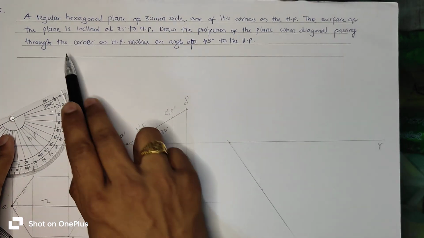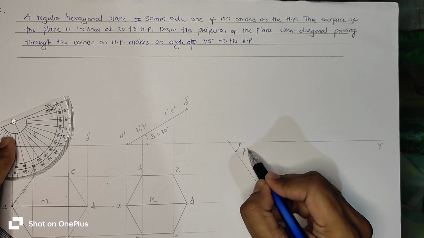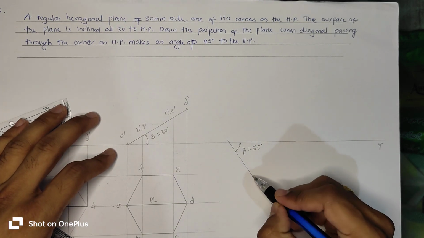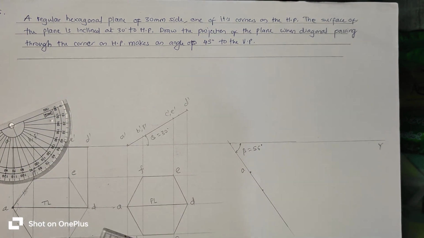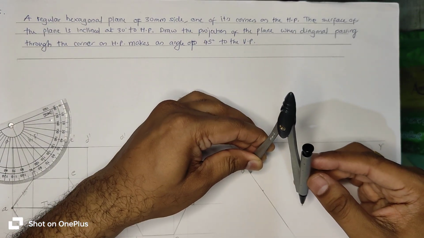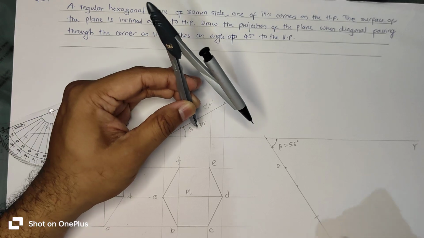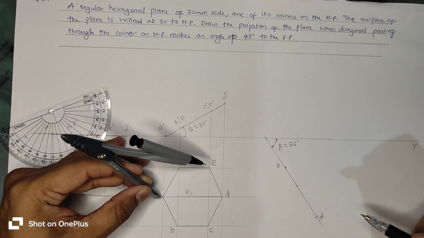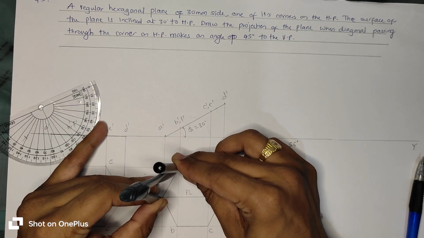As the diagonal is making an angle of 45 to VP, it means that this angle is 56 degrees. Now copy this hexagon here. To copy this hexagon, first take a point A, then take distance AD in compass, so this point is small d. Only A and D are on this line. With respect to only A and D, we will take the locations or radius of all points.